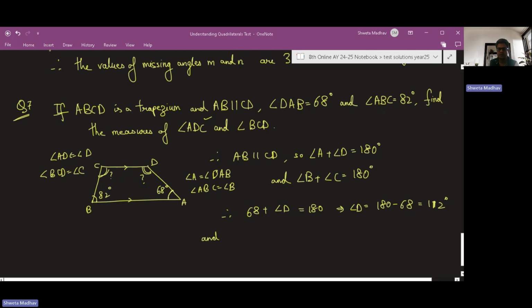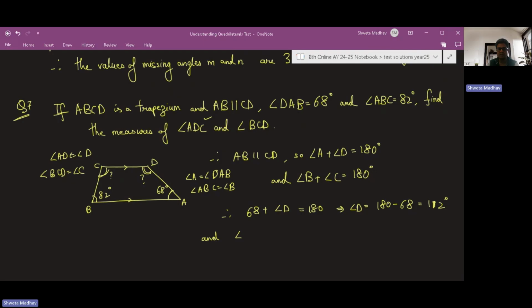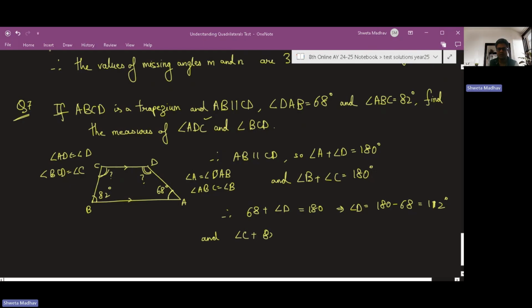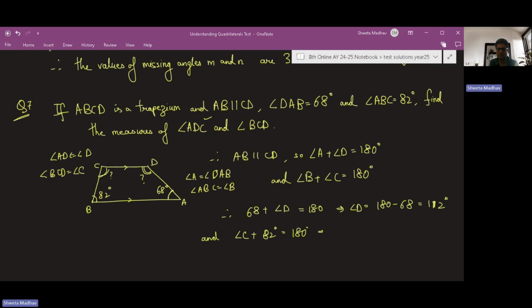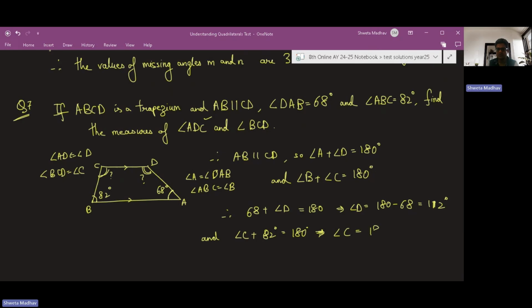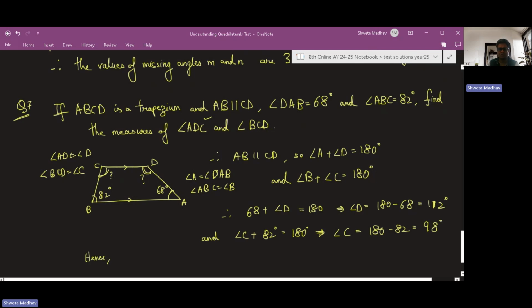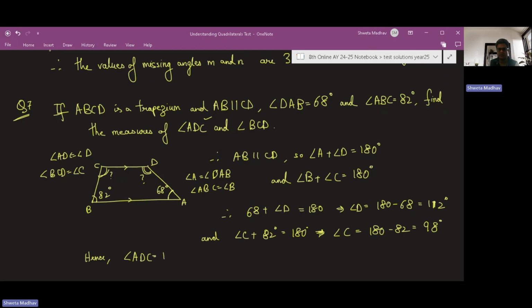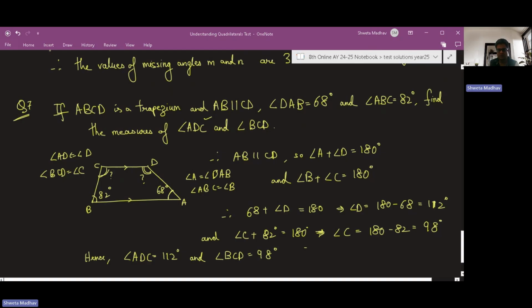And similarly, angle B, that is ABC, is given as 82. So therefore, angle C plus 82 degrees is equal to 180 degrees. So angle C will be equal to 180 minus 82, so that will be equal to 98 degrees. So hence the value of angle ADC is 112 degrees and angle BCD is equal to 98 degrees. So this is the answer.